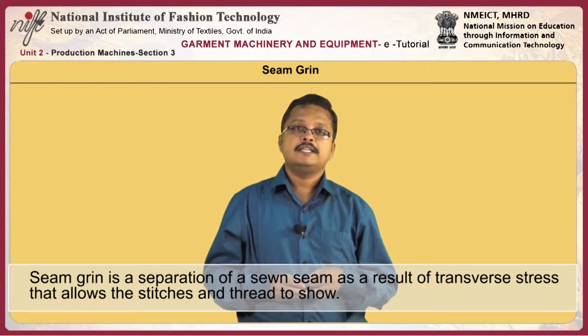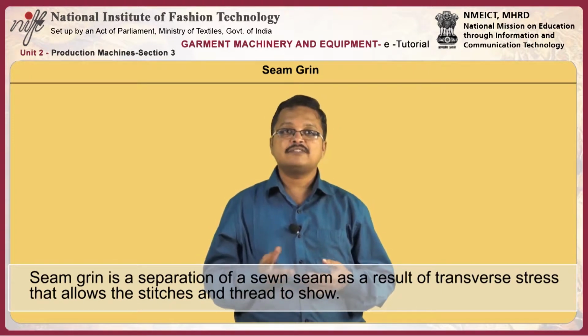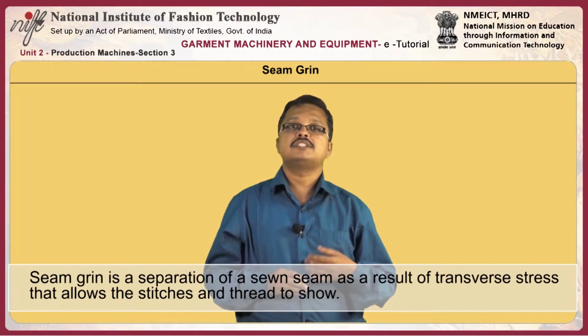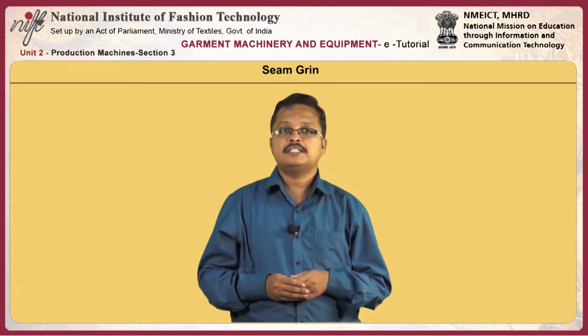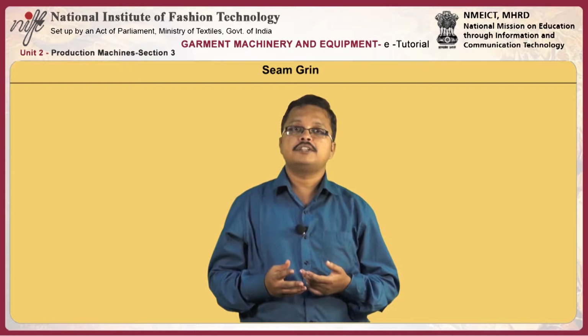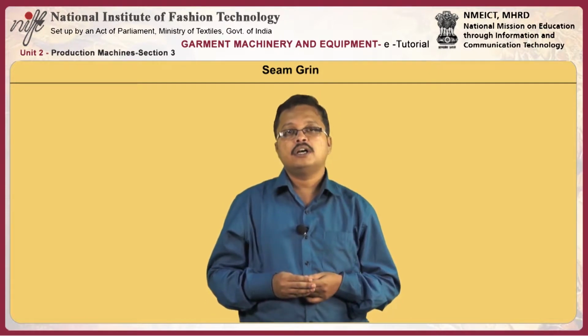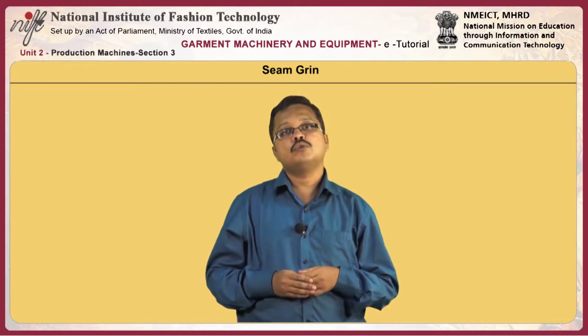Seam grin is a separation of a sewn seam as a result of transverse stress that allows the stitches and thread to show. It is a condition that is likely to occur with a low stitch count, insufficient tension on threads or improper stitch and seam selection. It affects both the aesthetics and performance.